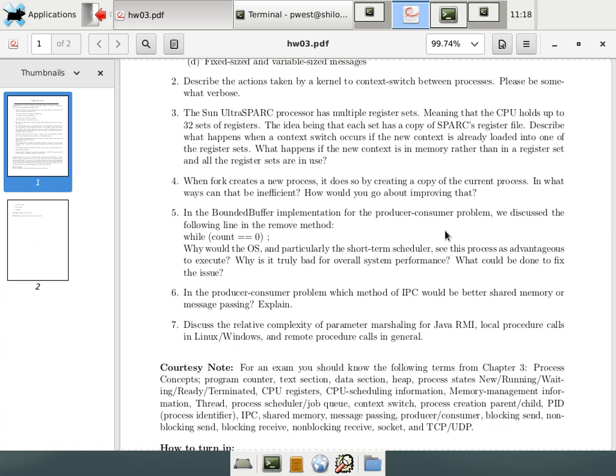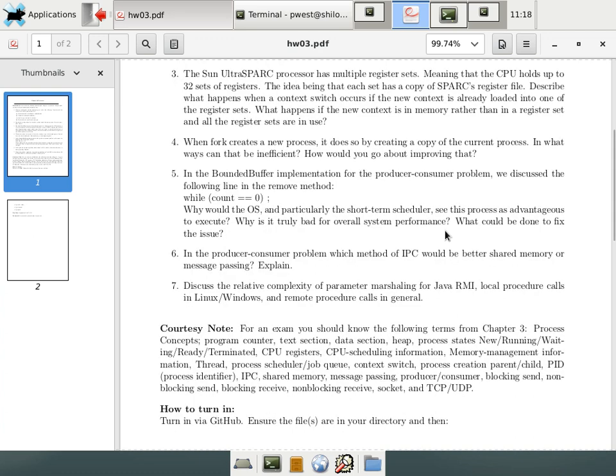All right, fork creates a new process by copying the kernel process. How can that be inefficient? I think someone nailed that very well in class.